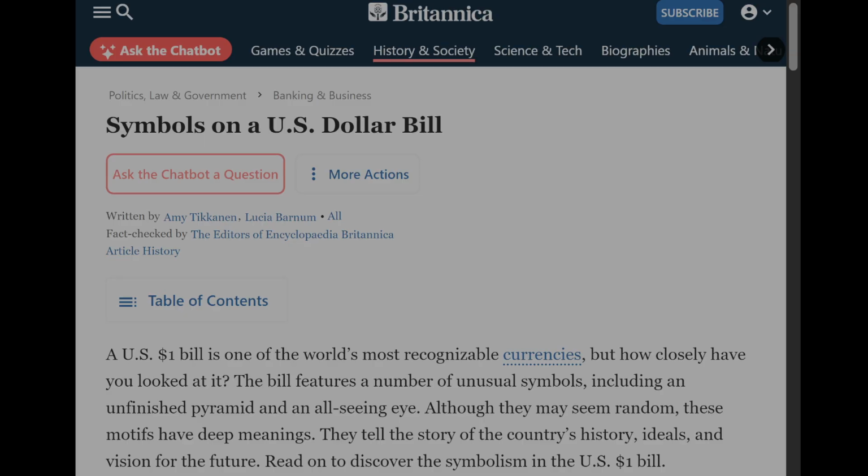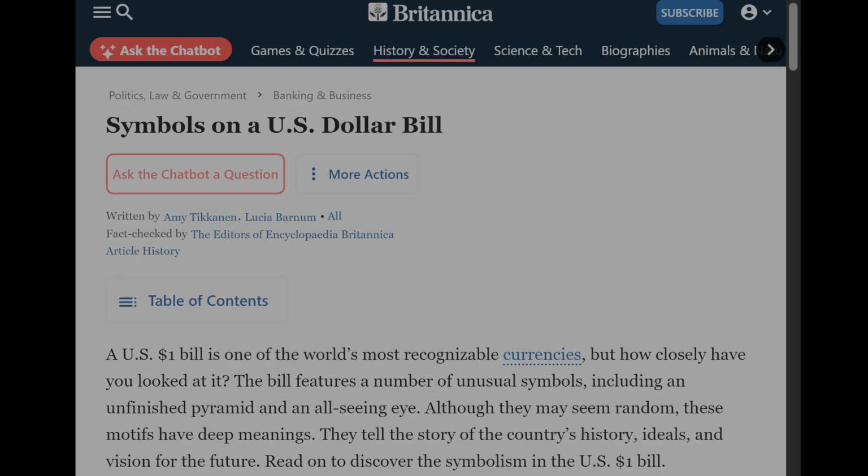So let's get started. This is about the symbols on a U.S. dollar bill. Let's go through it. And it says a US $1 bill is one of the world's most recognizable currencies, but how closely have you looked at it? The bill features a number of unusual symbols, including an unfinished pyramid and an all-seeing eye. Although they may seem random, these motifs have deep meanings. I probably mispronounced that word, but they tell the story.